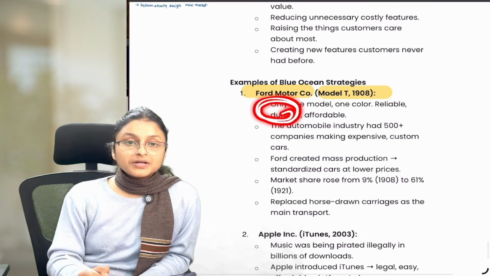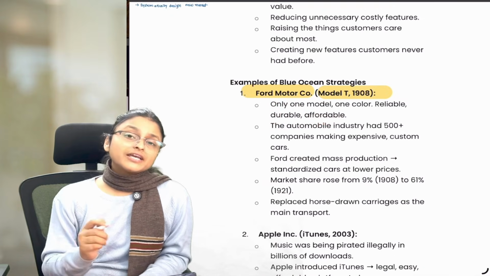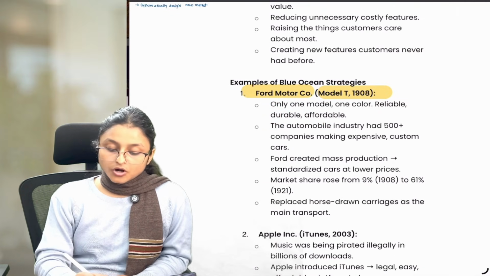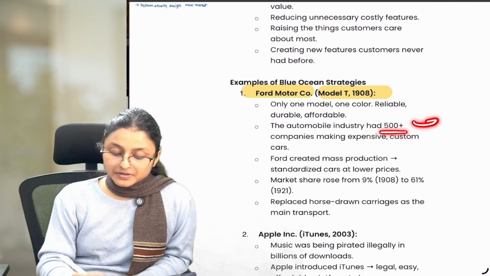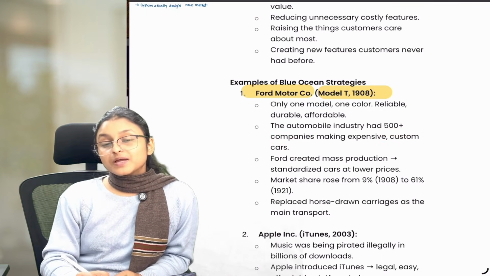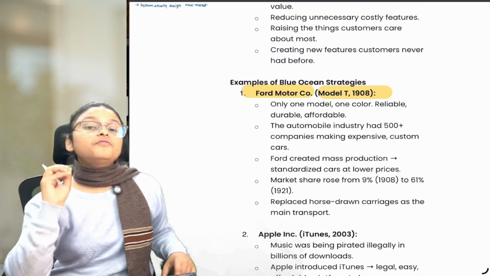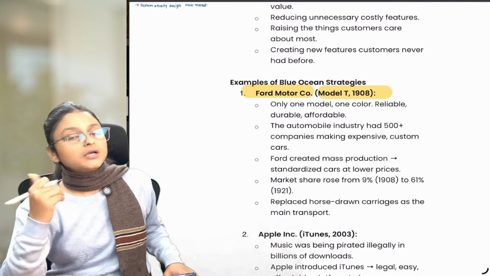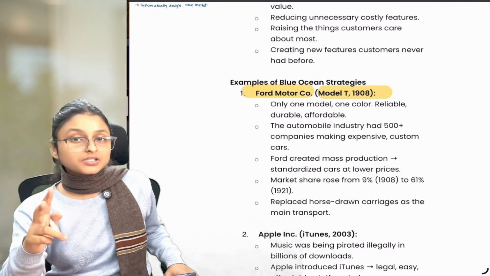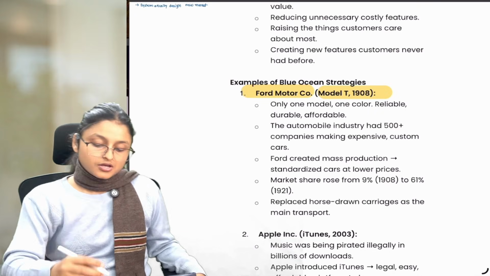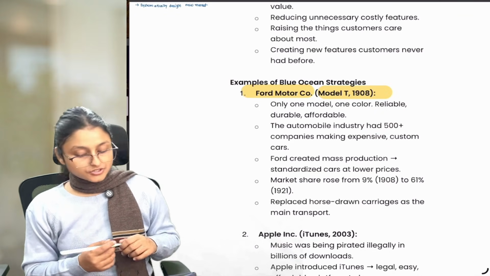They made it durable, they made it affordable so that everyone can buy it. The automobile industry had 500-plus companies at that time which were making expensive custom-made cars. That means no one was focusing on making standard types of cars without any customization.